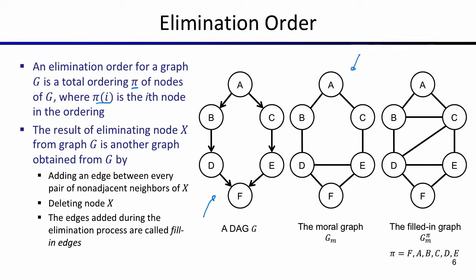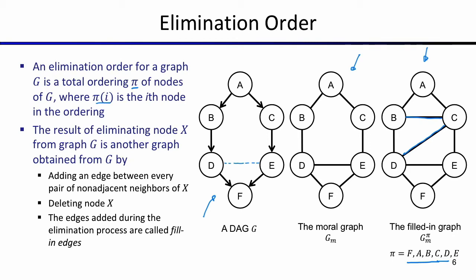So what we are doing is connecting these two parents here. They are not married, so we are connecting them during the moralization. And if we have an elimination order that is F, A, B, C, D, and E, we end up with this fill-in graph here, right? So we will add two more edges. One edge is this one here, and the other edge is this one here.